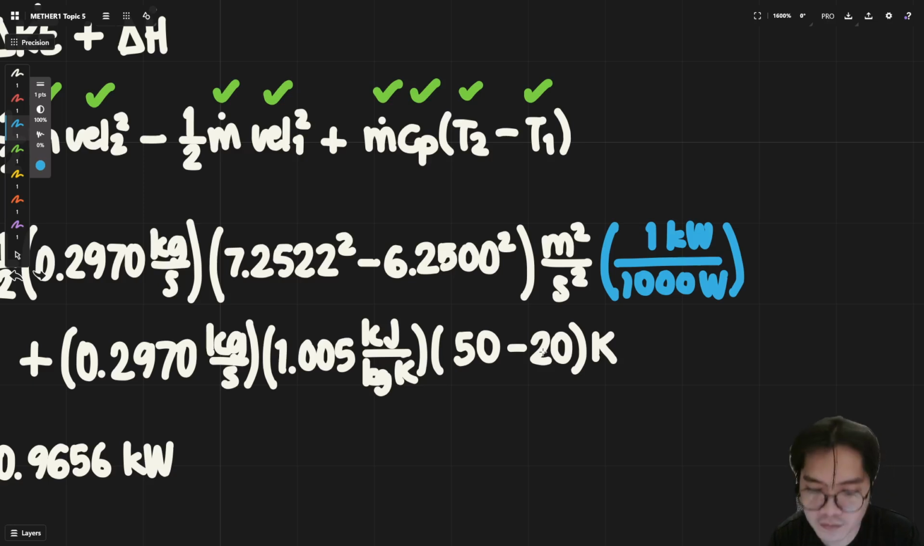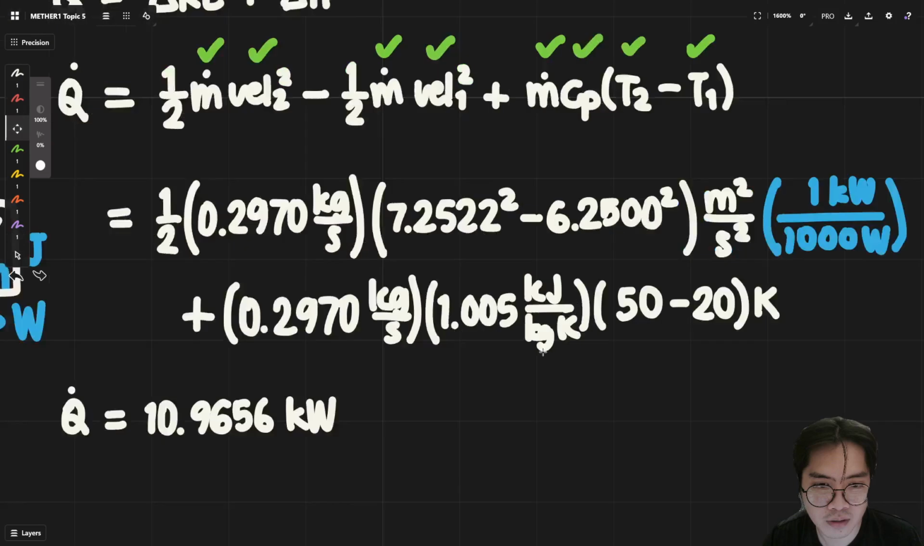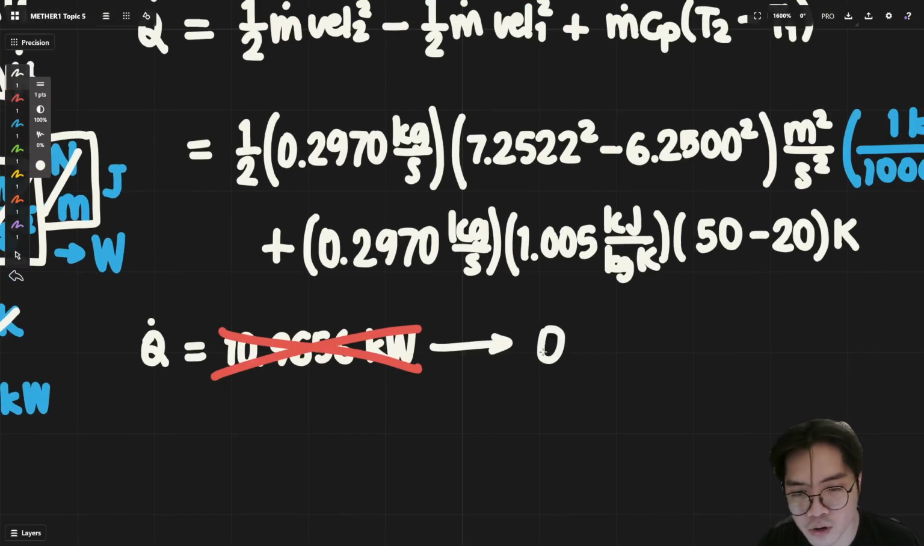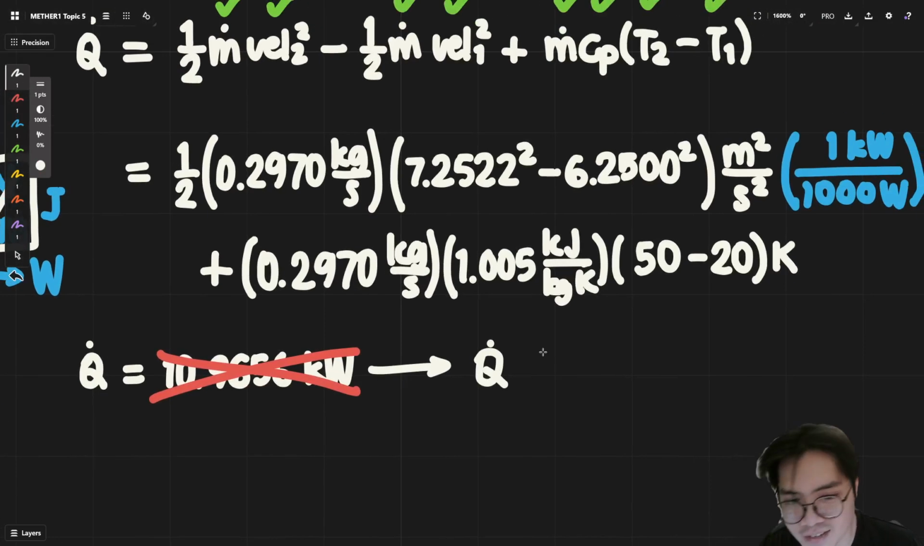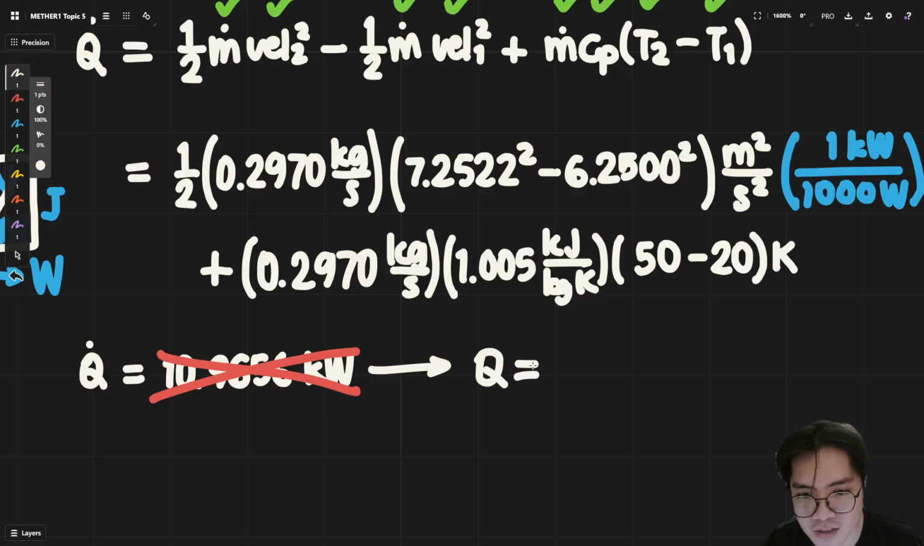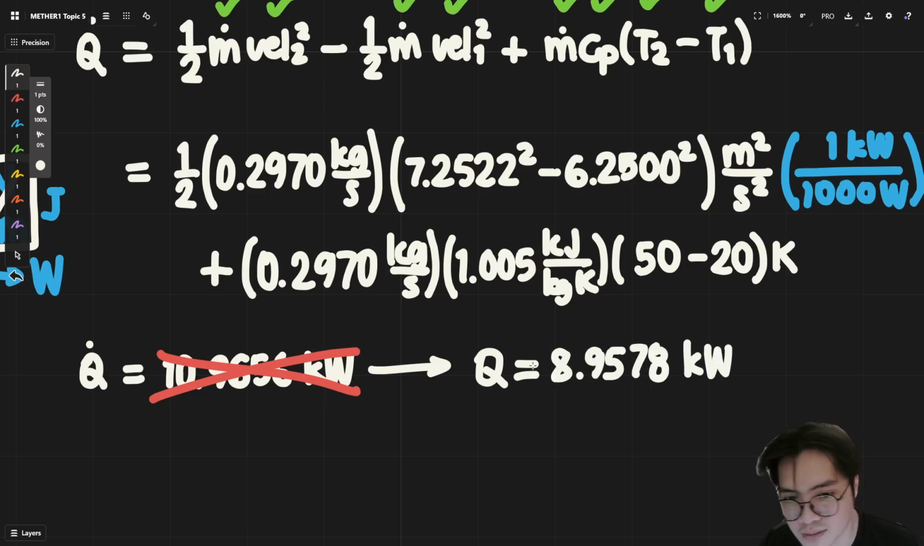And we will now have here the correct answer, which is not this, but your Q dot. Honestly, guys, you don't have to worry about the dots, I will understand that this is heat transfer rate because it's in kilowatts. The correct answer is 8.9578 or 8.96 kilowatts. So if you're solving along, good job.